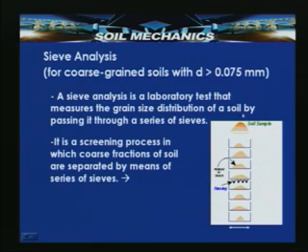Once a soil mass of known weight is placed on the sieves and subjected to shaking in the horizontal direction, as shown here, the amount of soil particles retained in each sieve indicates that the particles larger than that particular size are retained in that sieve. Each sieve has a different size representing the equivalent diameters of the particles. It is a screening process in which coarse fractions of soils are separated by means of a series of sieves.